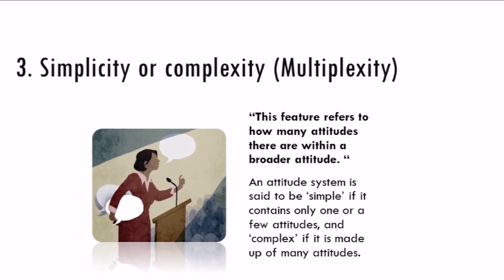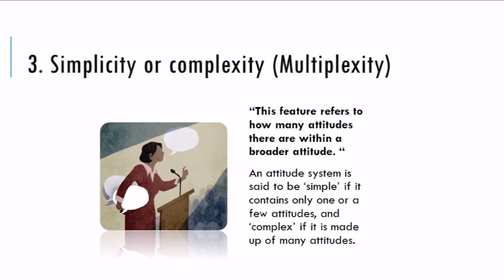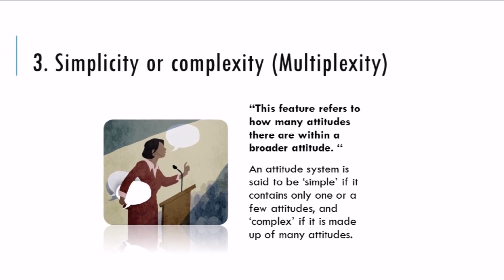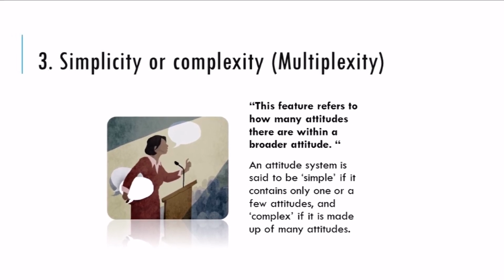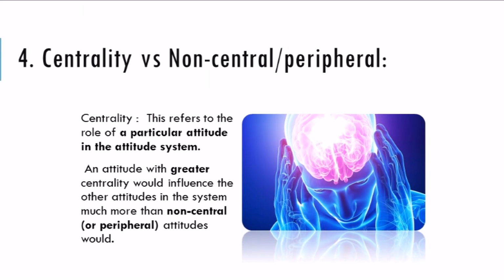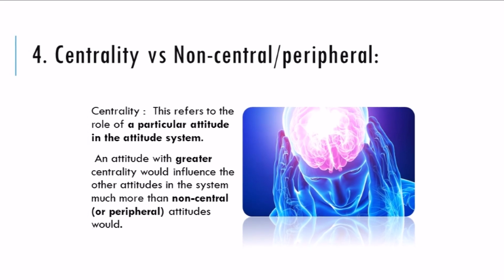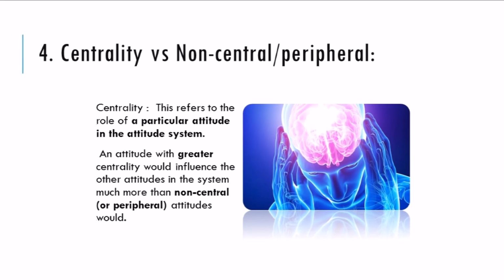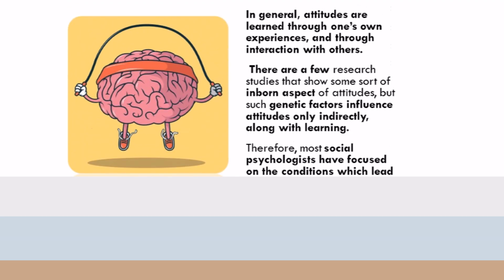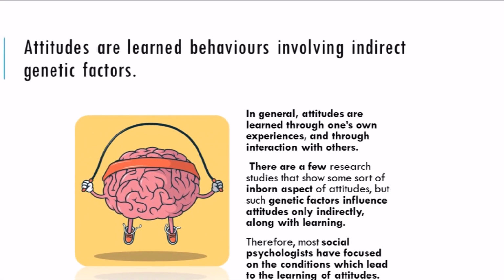3. Simplicity or complexity, multiplexity. This refers to the number of attitudes within a broader attitude. A simple attitude system contains few attitudes, while a complex one includes many. 4. Centrality versus peripheral. Central attitudes are core to the attitude system and influence other attitudes, while peripheral attitudes have less impact. Attitude formation. Attitudes are generally learned through personal experiences and interactions with others.